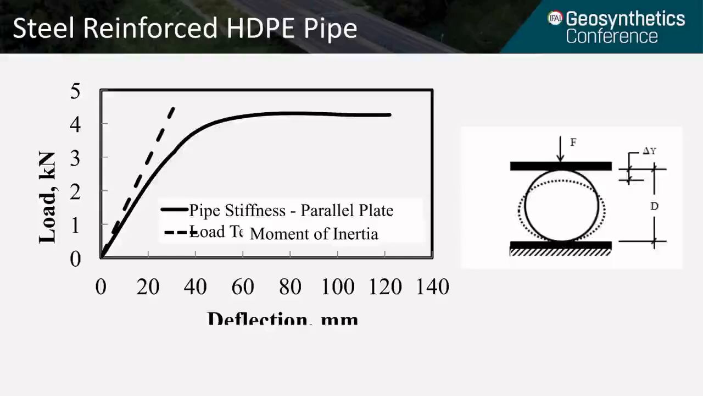A parallel plate load test was also run on the pipe section as part of the project. The parallel plate load test measured a pipe stiffness of 327 kPa. For comparison, an elastic solution of the pipe stiffness, shown in a dotted line, equated to about 478 kPa.